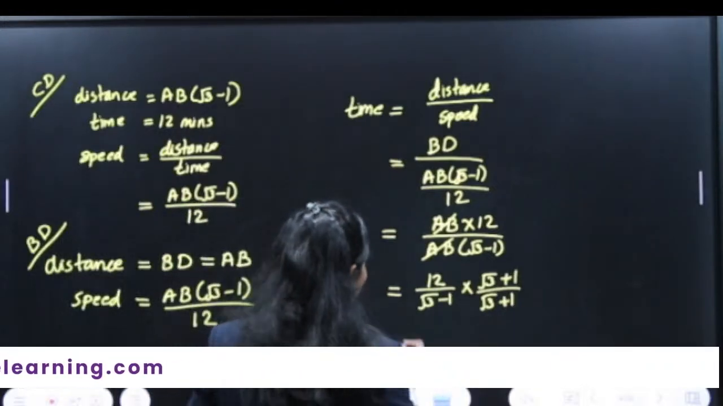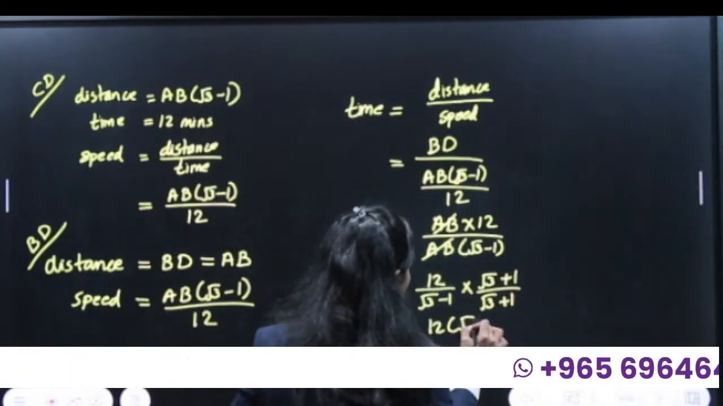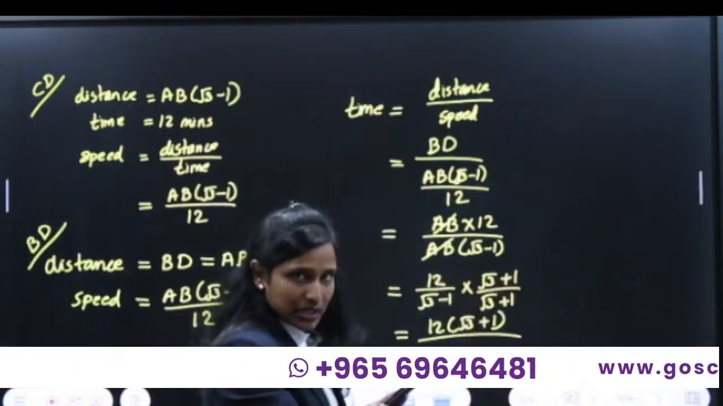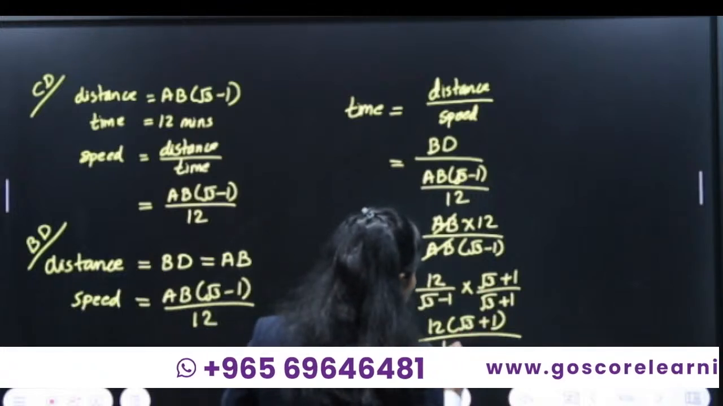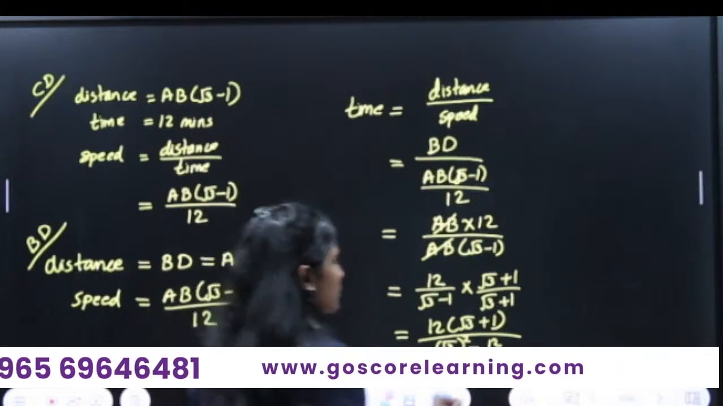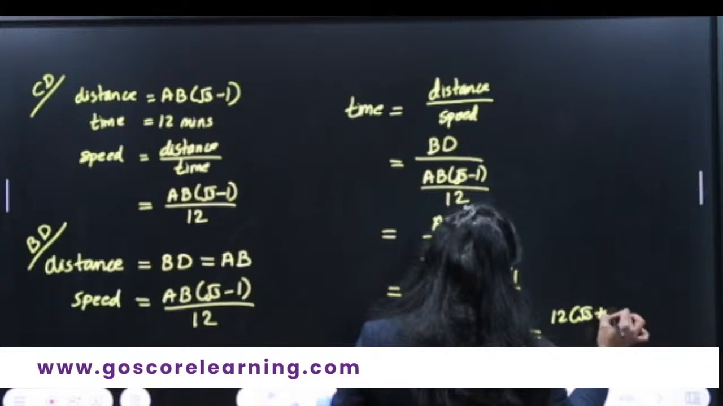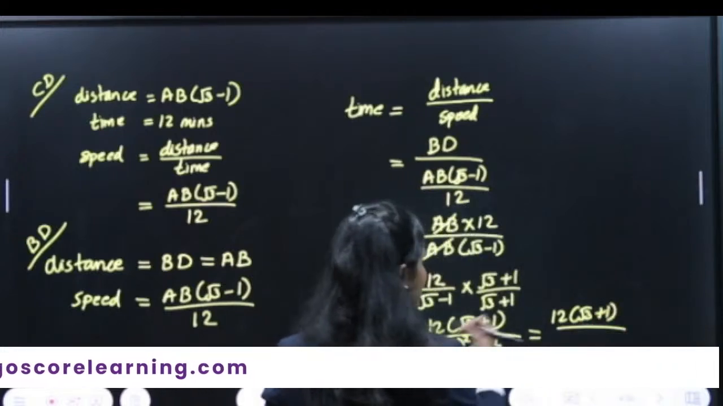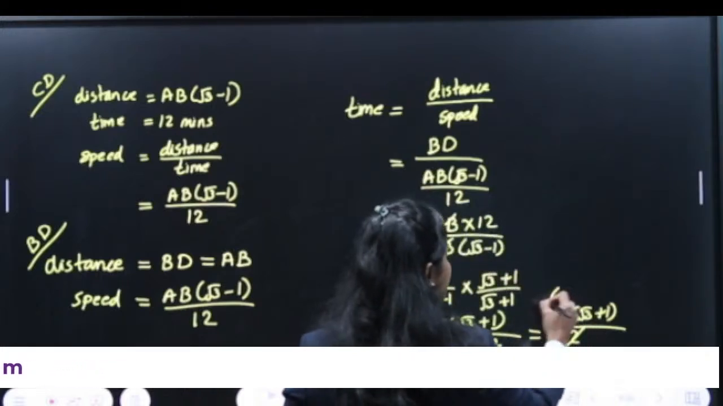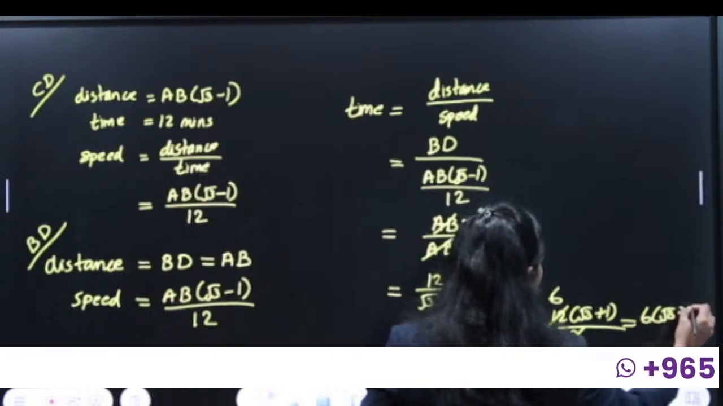So this one will become 12 into root 3 plus 1 divided by, the denominator is in a minus b into a plus b form, so a square minus b square. So root 3 square minus 1 square. Root 3 square is 3, 3 minus 1 is 2. So we can cancel 2 and 12, we will get 6. So the answer is 6 into root 3 plus 1 minutes.